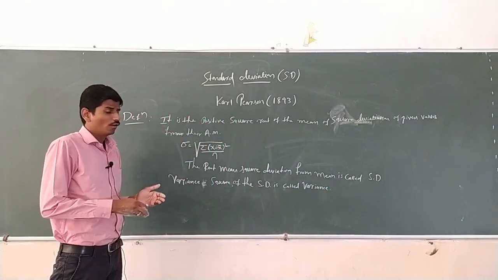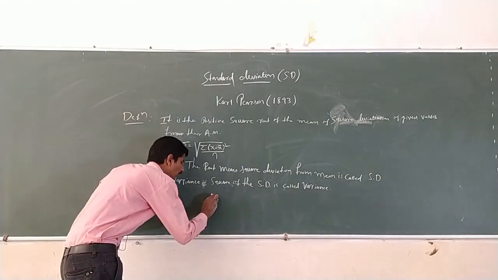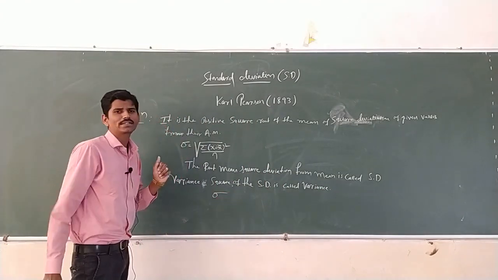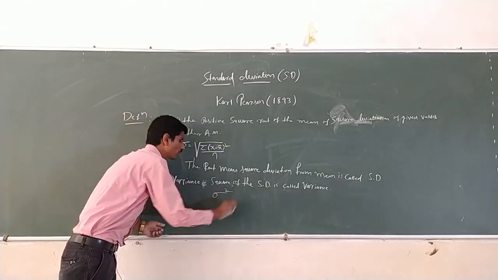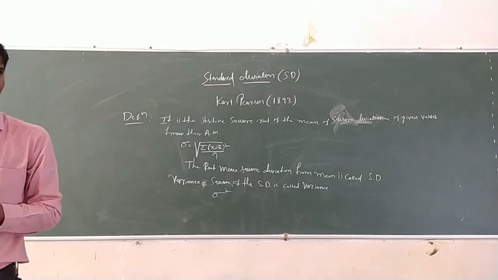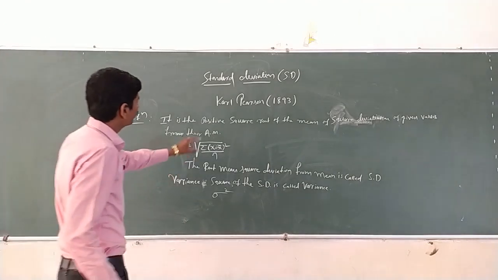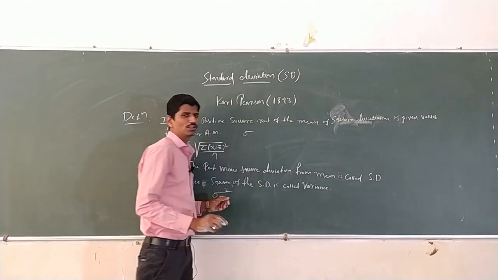What is the notation? It is denoted by sigma square. Here sigma is the standard deviation, and sigma square, the square of the standard deviation, is the variance.